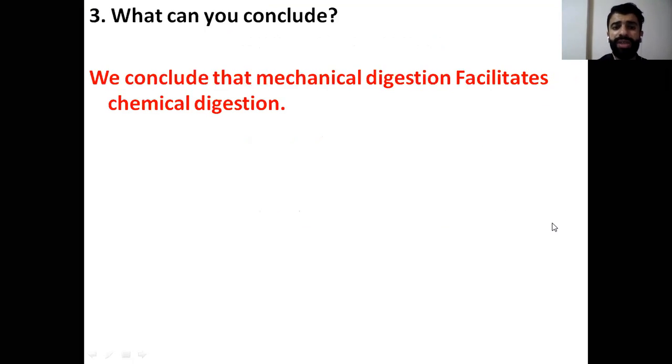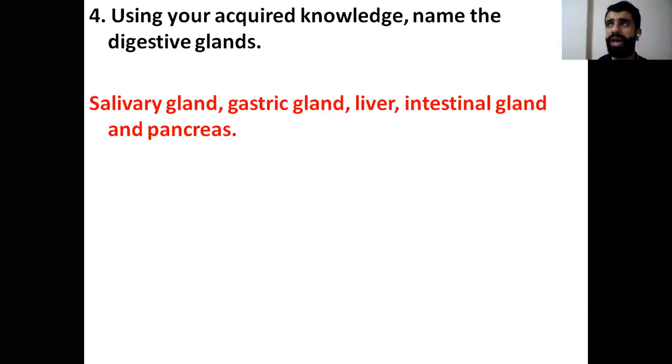Then number 3, what can you conclude? Always the conclusion. Whenever we have large piece and small piece, mechanical digestion facilitates chemical digestion and makes it easier. Using your acquired knowledge, name the digestive glands. Starting from the mouth, salivary glands in the mouth, gastric glands in the stomach, the liver, intestinal glands in the small intestine, and the pancreas.